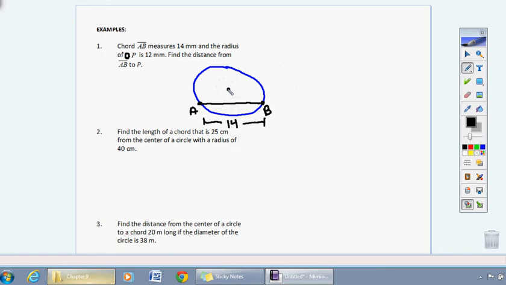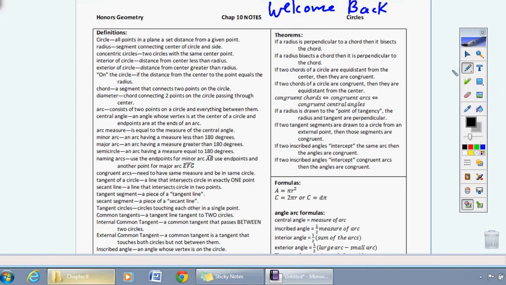So here's the center of our circle, circle P, and the radius. Remember, the radius is from the center of the circle to the sides. The radius of circle P is 12. Find the distance from chord AB to P. Like you should have done, you should have looked through some of the theorems. For this problem, we're going to use this theorem right here. It says if a radius is perpendicular to a chord, then it bisects the chord.